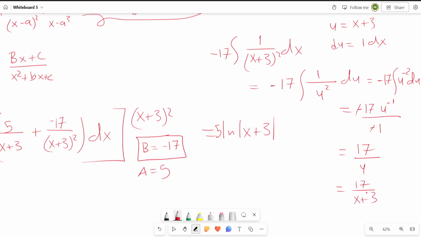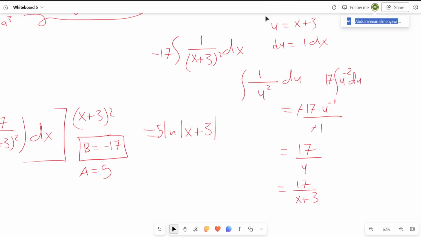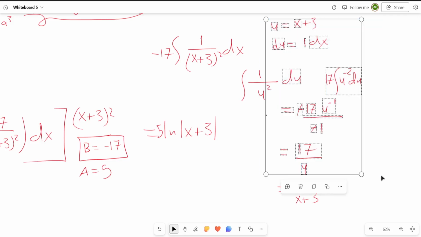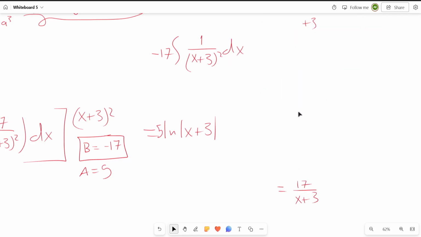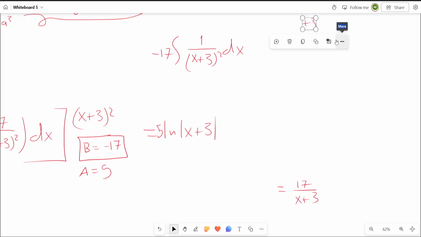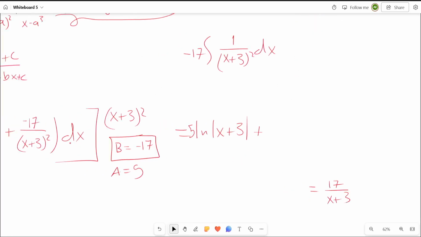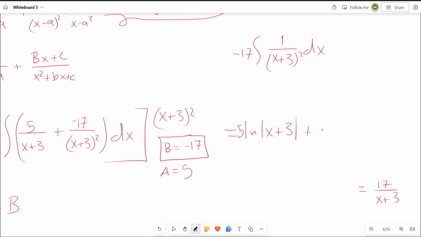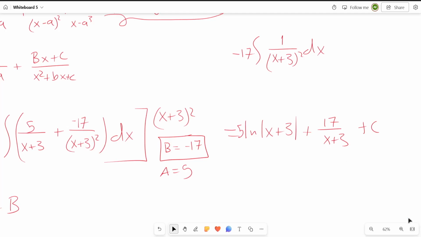So this is the integration of this second part. Okay, so I can erase this. And I know that this is going to be plus the integration of negative 17 over x plus 3 squared, which turned out to be 17 over x plus 3. And then I'm going to add the constant of integration, and this is going to be my answer to this question.